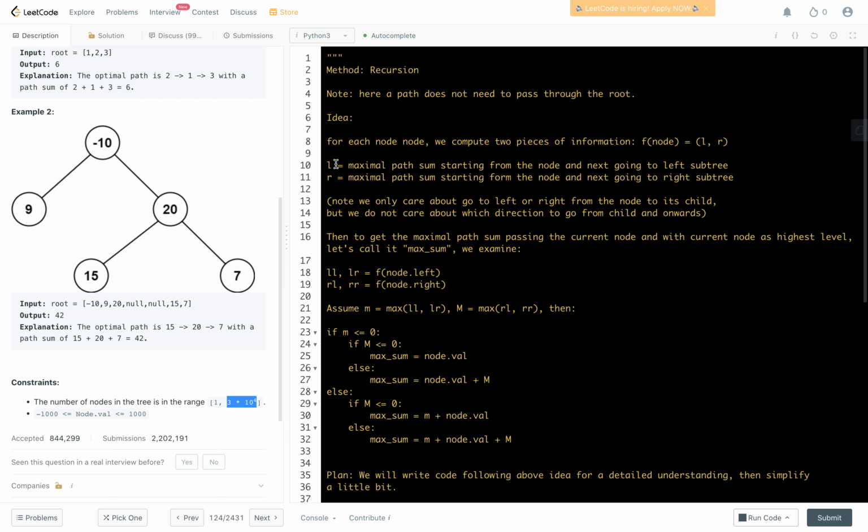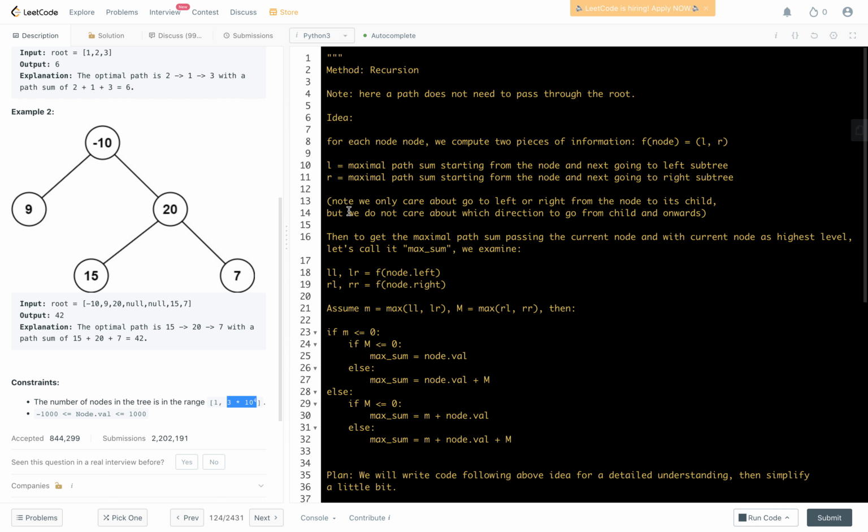So for each node, we are going to compute 2 pieces of information. So I'm going to call them L and R. So the interpretations of L and R are the following. So L will be the maximum path sum starting from the node and next going to the left subtree downwards. And R is the maximum path sum starting from the node and next going to the right subtree downwards.